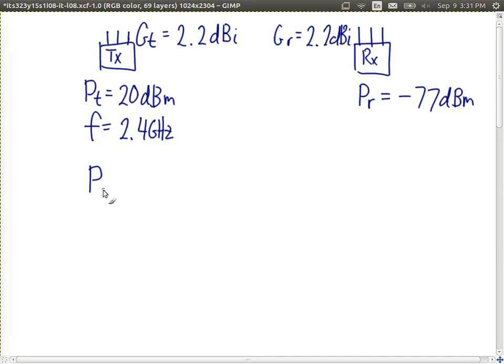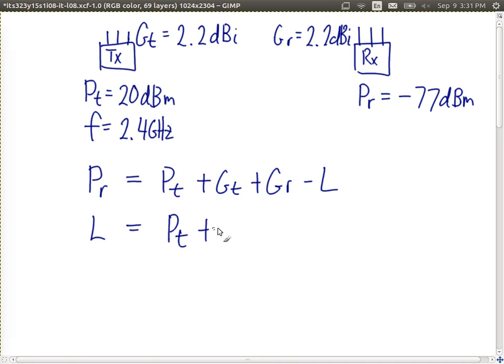I will not write the notation or the subscript of dB. PR measured in dB is PT plus GT plus GR minus L. But be careful, all of these values must be expressed in the decibel form. So we want to find L, so we rearrange. If we rearrange, we can calculate the loss. And we know those four values.